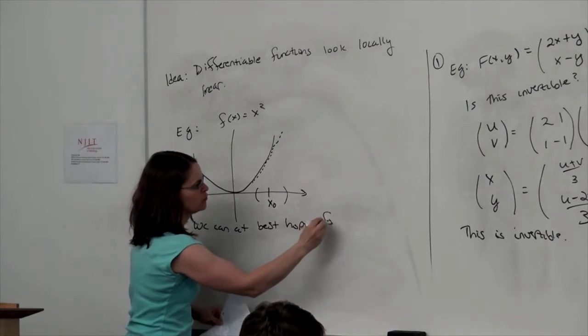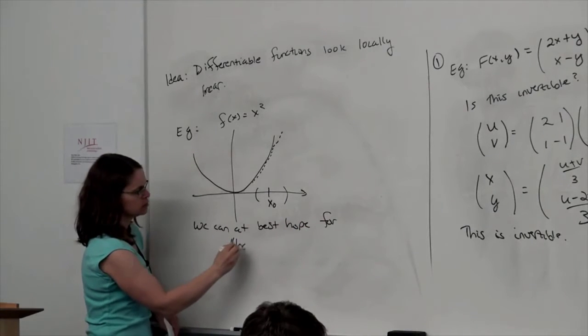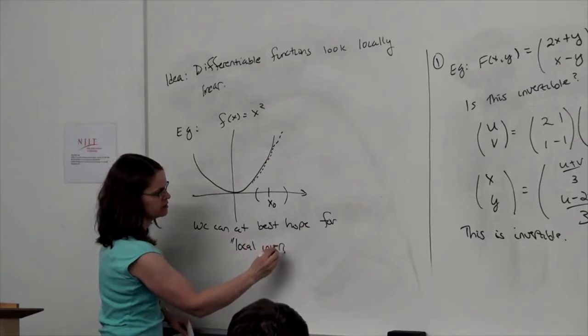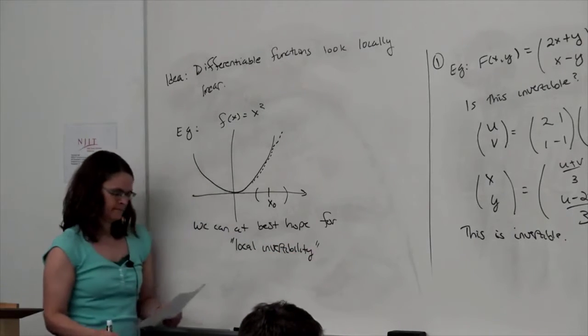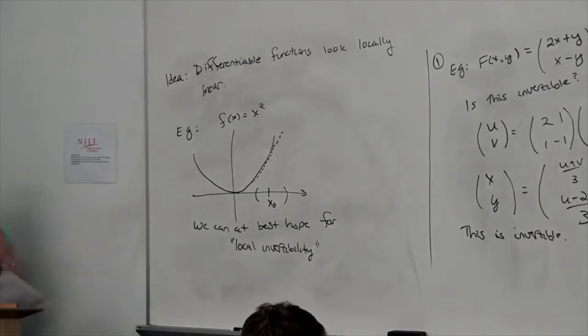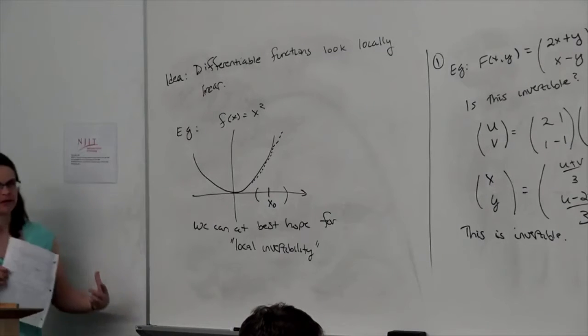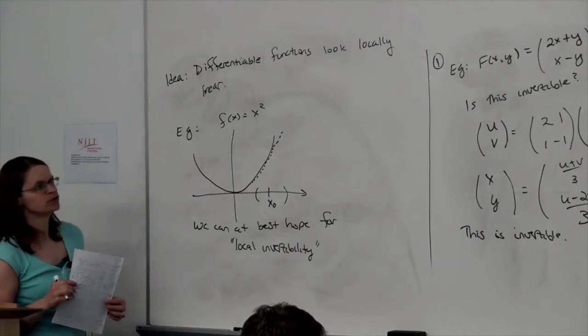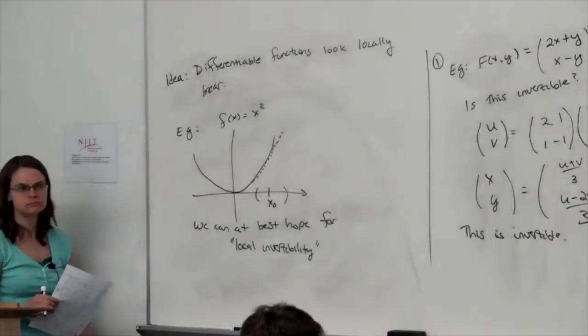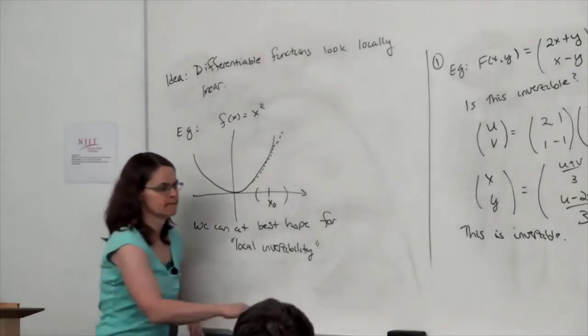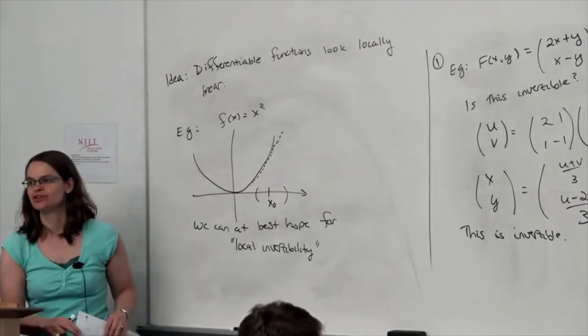So at best, we can hope for local invertibility. So a function that is invertible if we restrict it to an appropriate subset of the domain. But if we're just using what we know about linearizations, we can't hope to extend that to the whole domain, because the function doesn't look like its linearization on the whole domain.